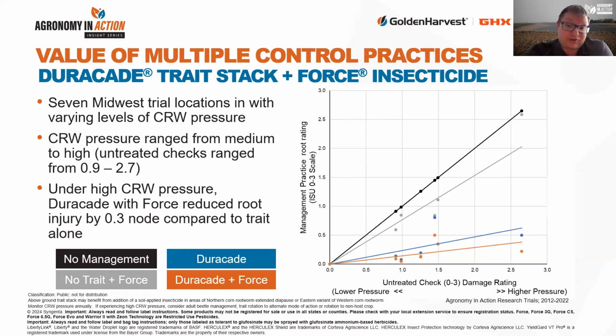That trait is reducing compared to the black line. It's reducing the node feeding significantly across all pressure levels. The thing is, once we get above a half node of feeding, we notice it. We start to see yield impacts. We start to see some corn lodge. And you notice there when we cross about that 2 nodes of feeding threshold, the trait alone is struggling to keep us below that threshold of 0.5 nodes of feeding.